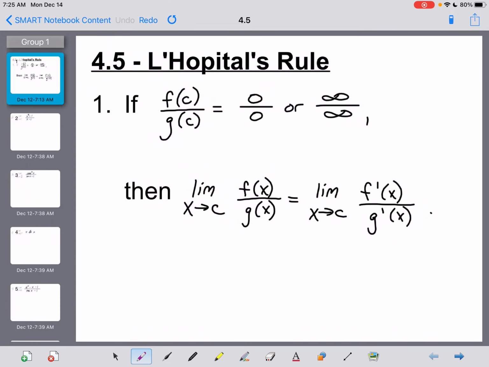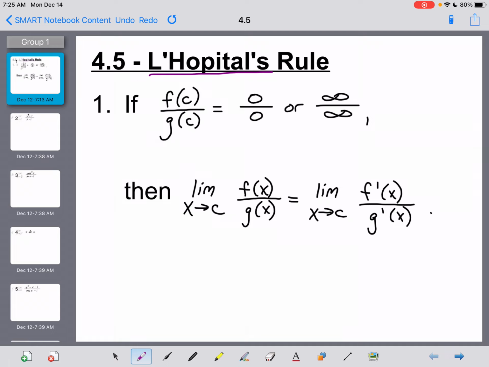All right, guys, and moving on into section 4.5 now. This is on a little French guy named L'Hôpital and a rule that he came up with a long, long time ago. So L'Hôpital's rule, if you think of where we are in the chapter right now, chapter 4 was all about applications of the derivative.